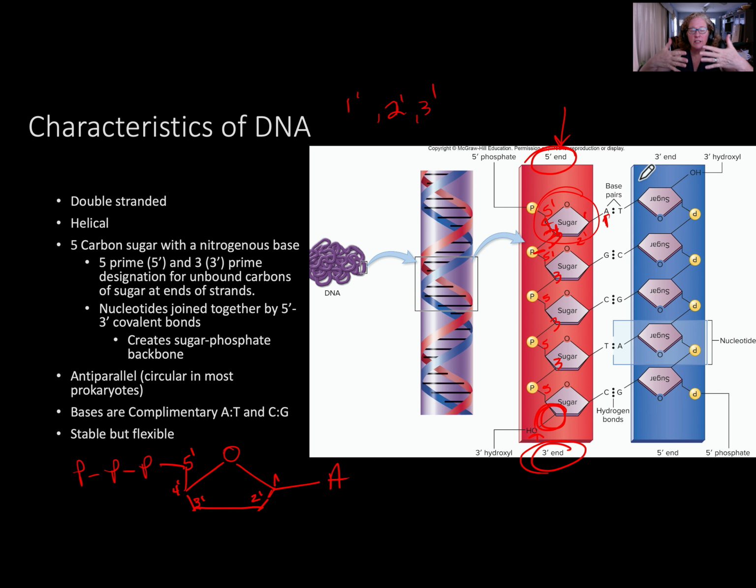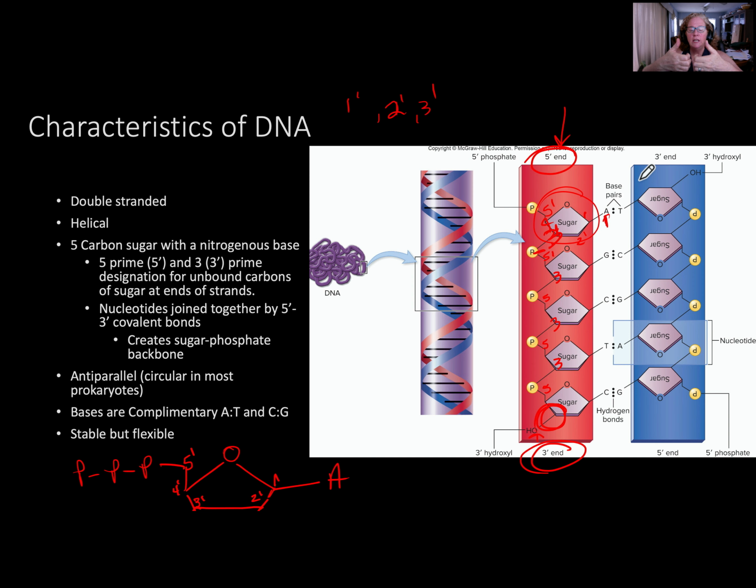So I want you to take your hands, and let's pretend that your thumb is the 5 prime carbon and your pinky is the 3 prime carbon. Okay, your pinkies are the 3 prime carbon. And let's do it this way: the bottom of your hand is the 3 prime carbon.